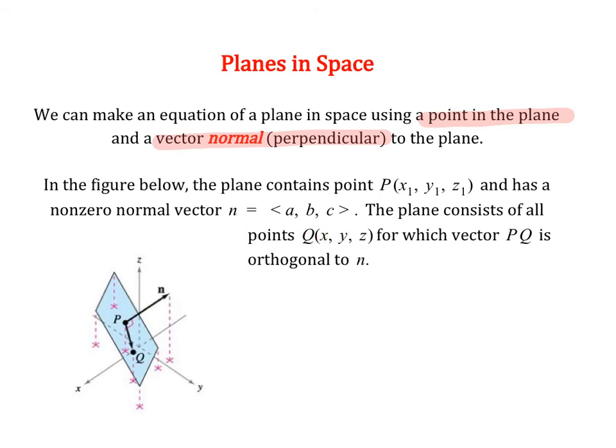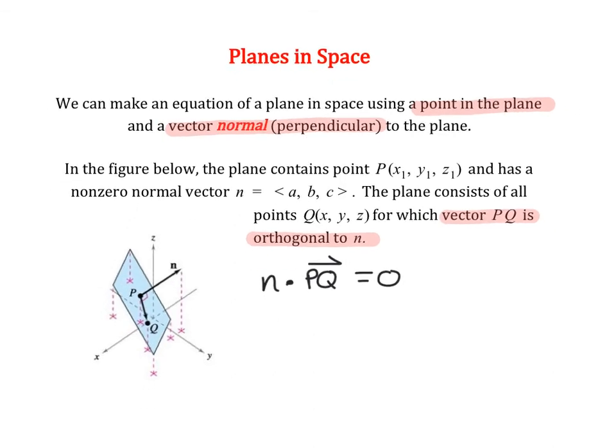So there's one really important thing that we need to know about normal or perpendicular vectors. So I'm going to highlight this part. Orthogonal to n. Hopefully you remember that orthogonal vectors have a dot product that is 0. So since these two vectors are orthogonal, we can say that the dot product of vector n and vector PQ should equal 0. That is, by definition, how we tested whether two vectors are orthogonal.